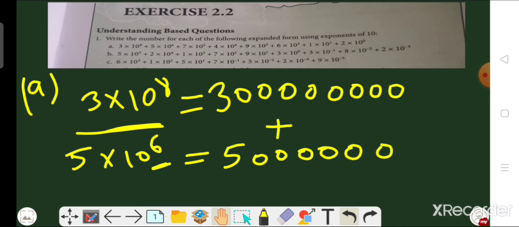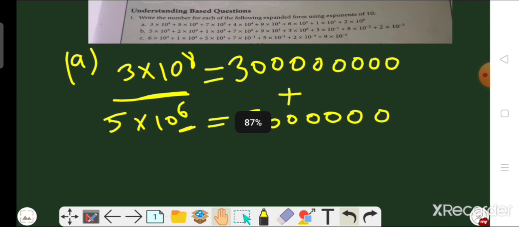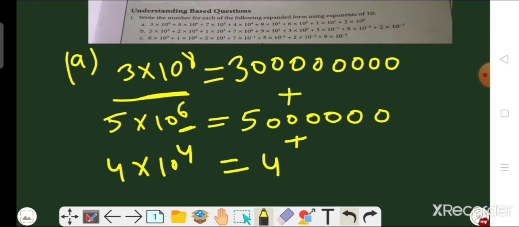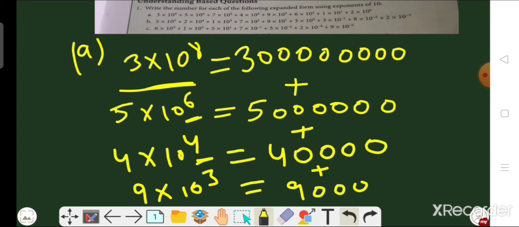And again the next term given here is, beta, 4 multiplied by 10 raised to the power 4. You have to write the addition sign and then 4, and how many zeros do you have to put after 4? As the exponent given, and the exponent is 4. So 1 2 3 4. Again, 9 multiplied by 10 raised to the power 3, and this is equal to plus 9 and 1 2 3 zeros.